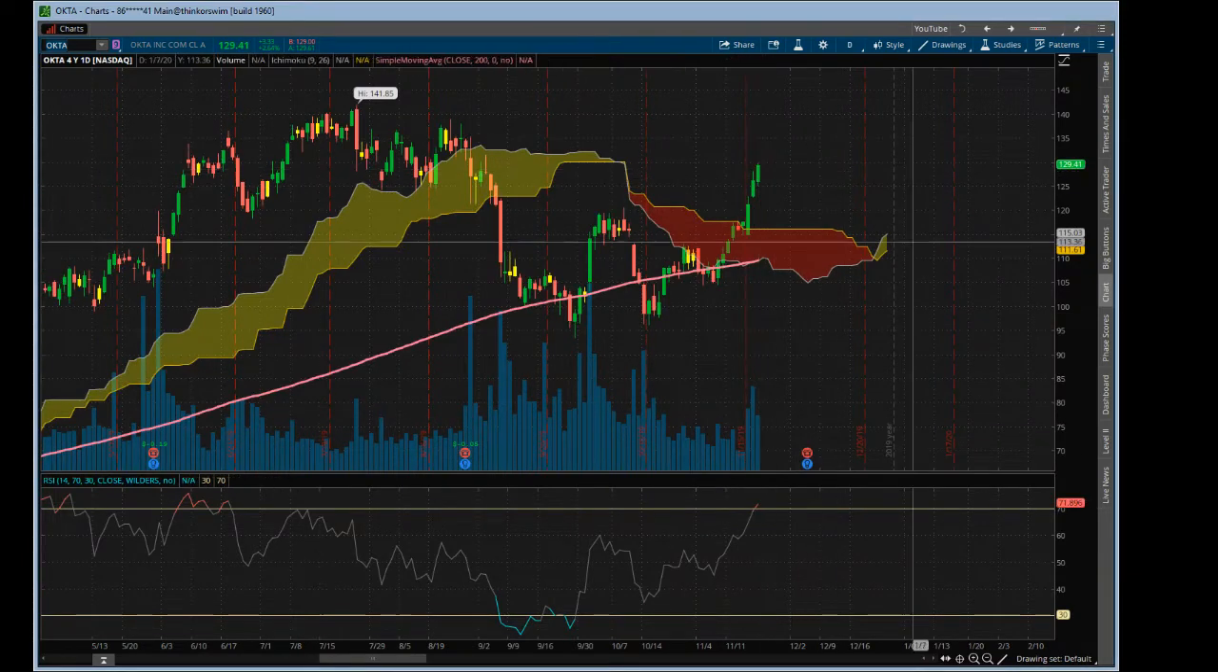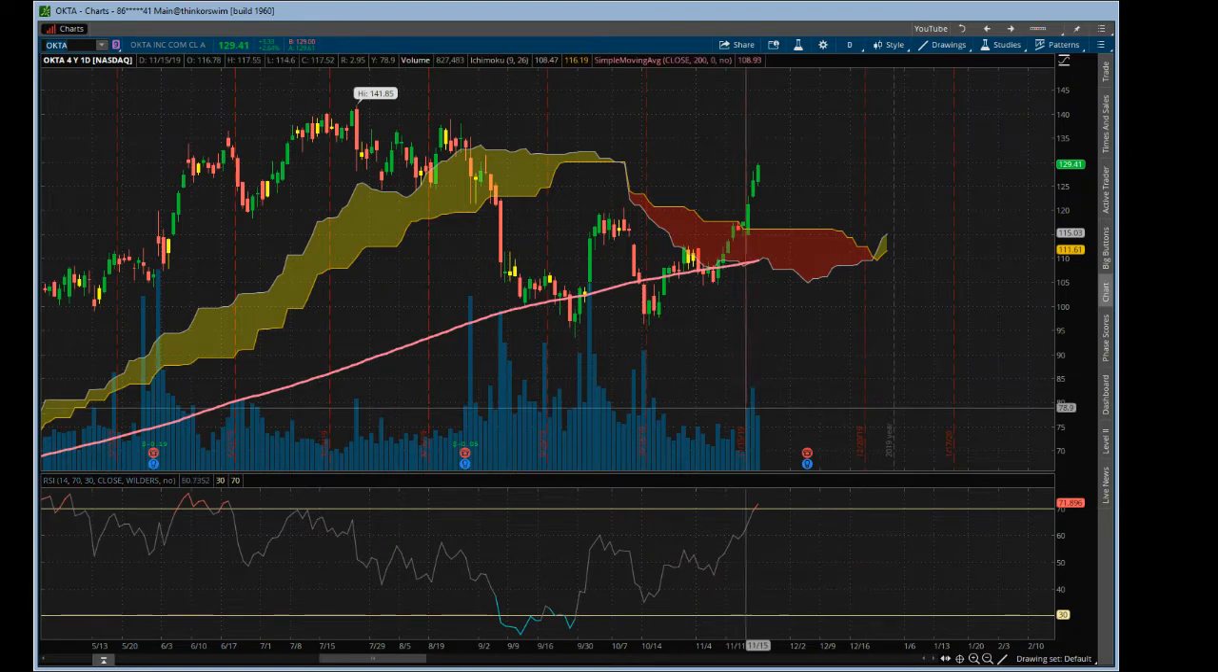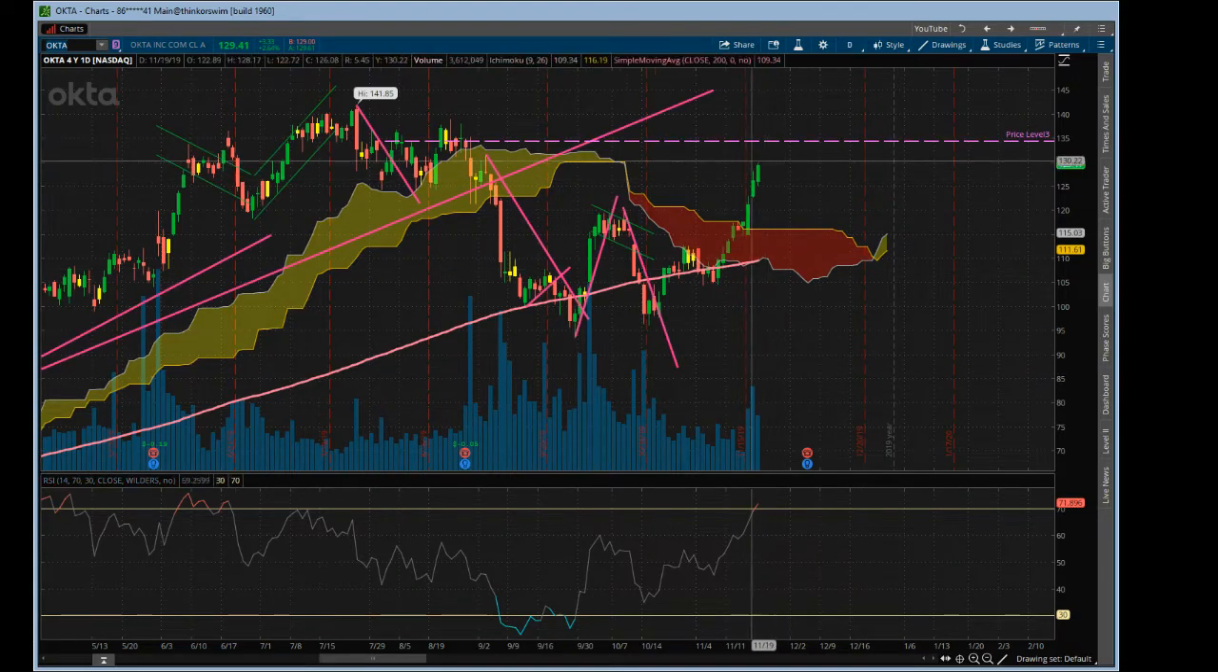Okta with just a beautiful move right here. I mean, it is looking really strong. Not as much volume as I would like to have seen, but it's looking pretty good. It really looks like it's screaming up to those higher levels there. I like this. Really should have gotten long, and we tried to look at it. I think it was just a little expensive that day, but nice.